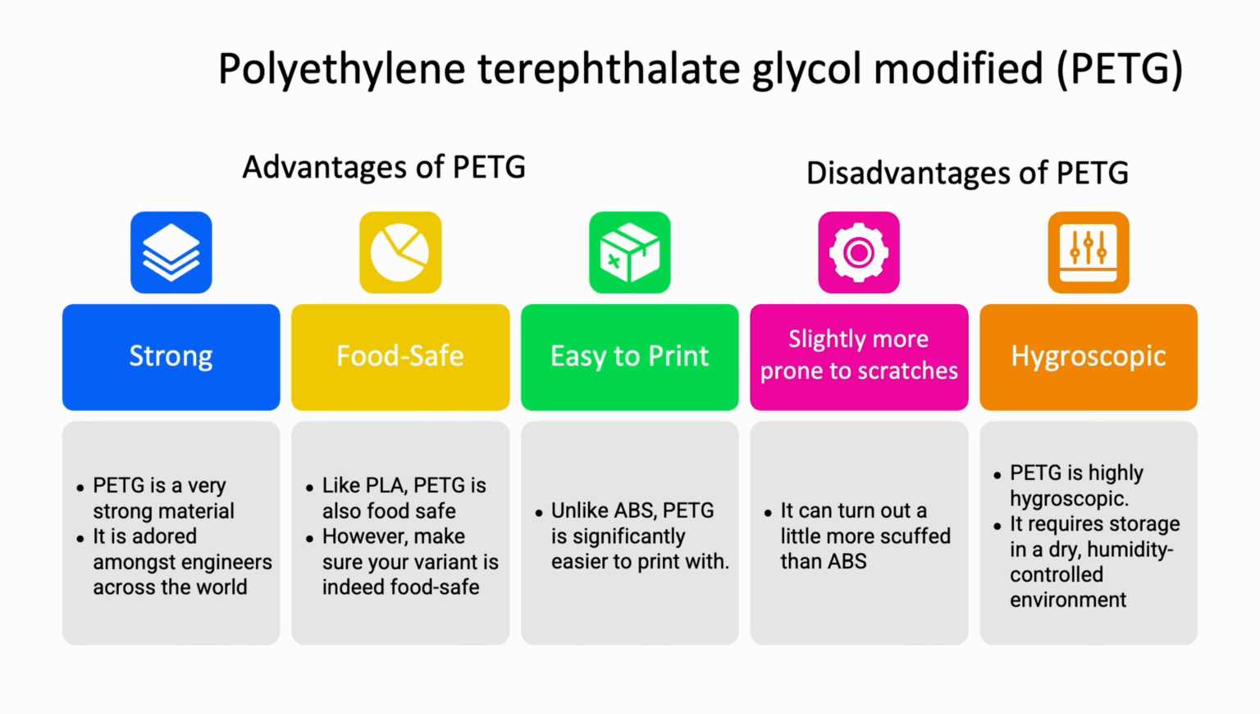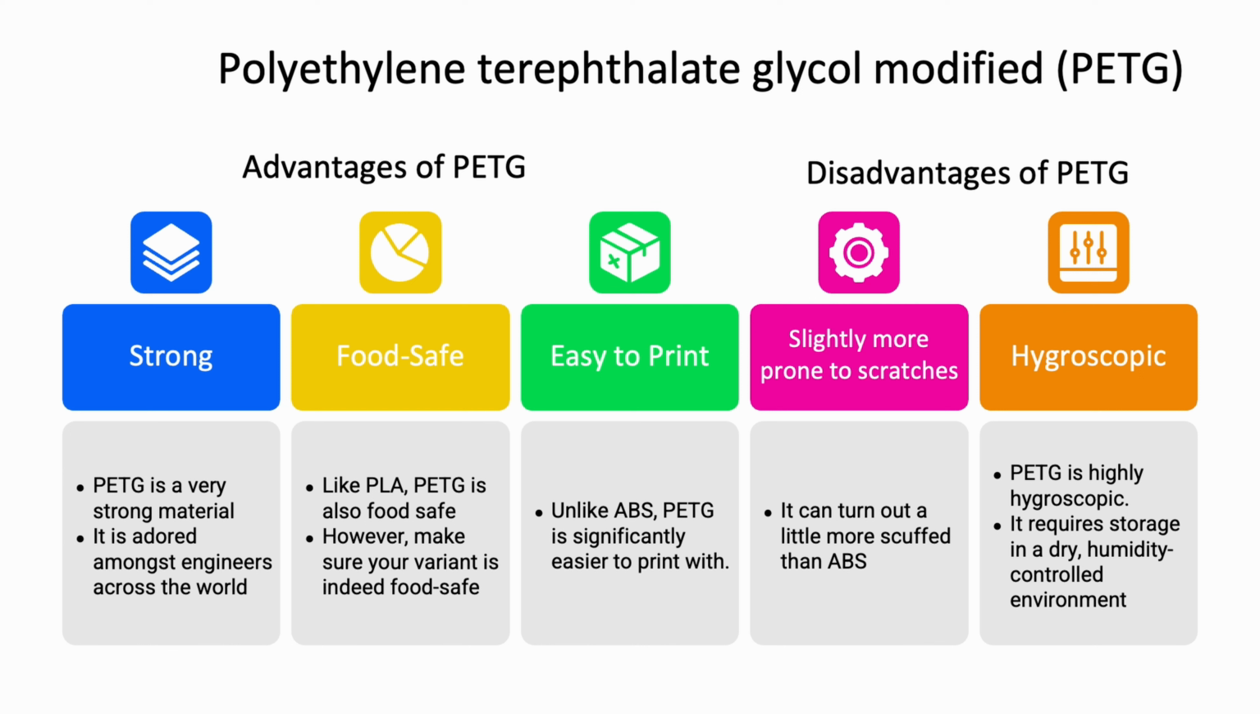However, PETG also has its disadvantages. People who like the smooth finish of ABS may steer away from PETG as it can get scratched up. Even though PETG is easy to print, it's only if the filament itself is dry. This is because PETG is extremely hygroscopic, meaning it absorbs water. This is why it needs to be dried before use and stored in a humidity-controlled environment.